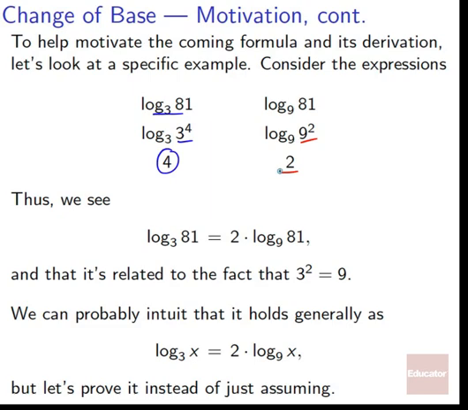So we see that log base 3 of 81 equals 2 times log base 9 of 81, because 4 is equal to 2 times 2. And this is somehow related to the fact that 3 squared is equal to 9, right? You square 3 and you manage to get a 9 out of it. Now we can probably intuit that that holds generally. We can figure out that always, log base 3 of x is equal to 2 times log base 9 of x. But let's prove it instead of just assuming. Instead of just getting a feel like, yeah, that makes sense, let's actually prove definitely that that's the case.